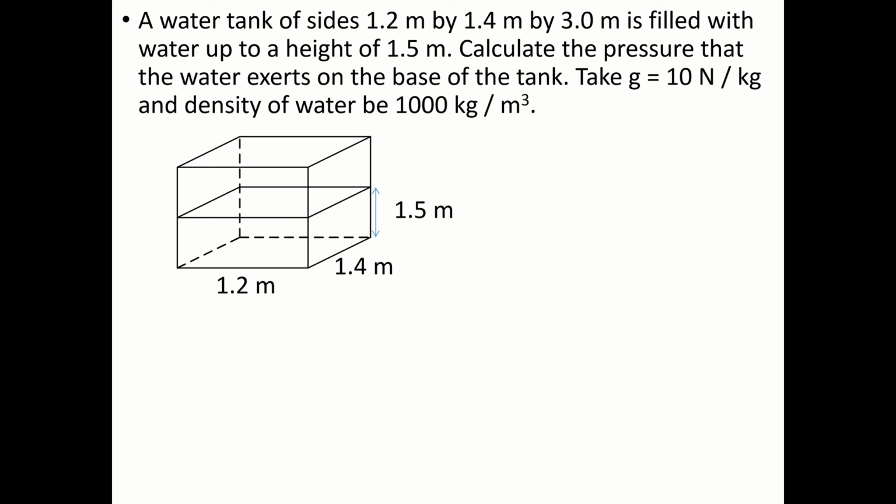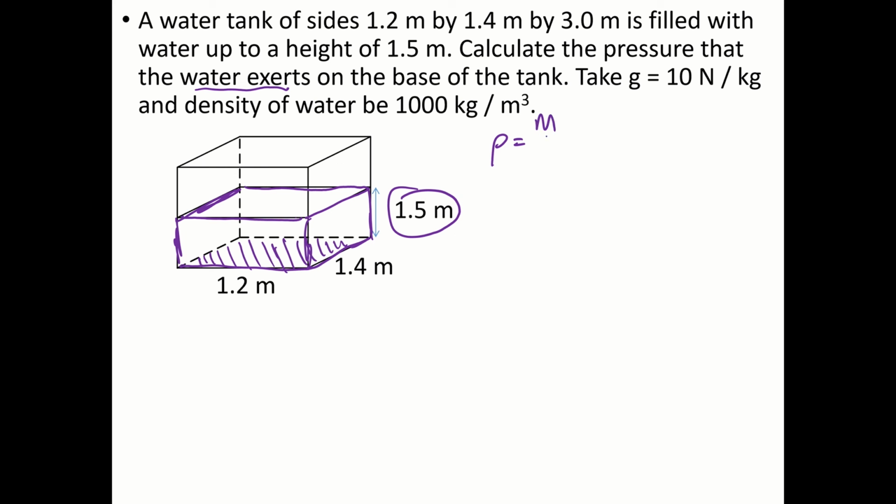Note the pressure that the water exerts. So that means we are interested in only this volume, which is 1.5 meters exerted over this base area. So how do we calculate from here? We need to find the mass of the water first before we can find the weight of the water and then calculate the pressure.